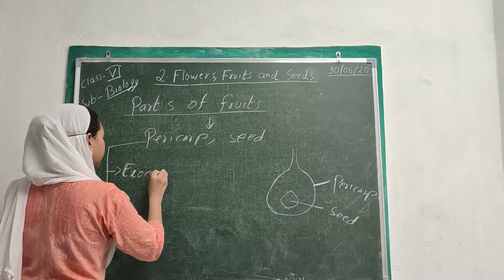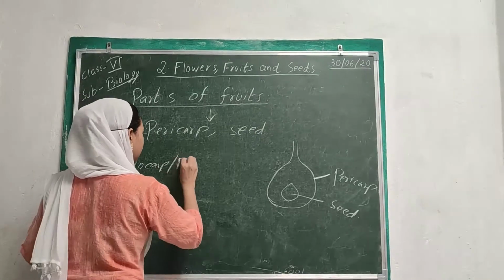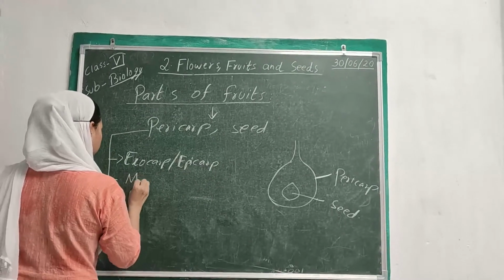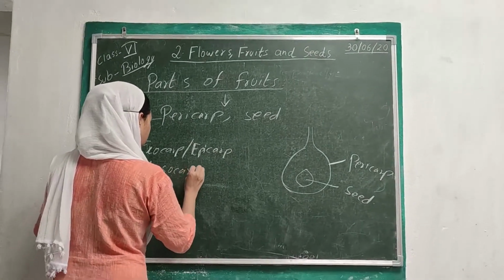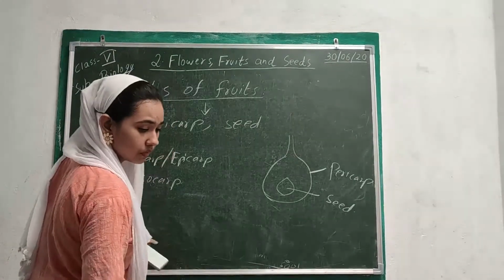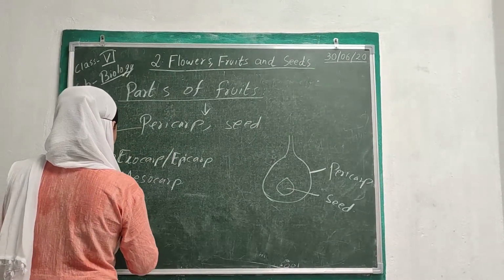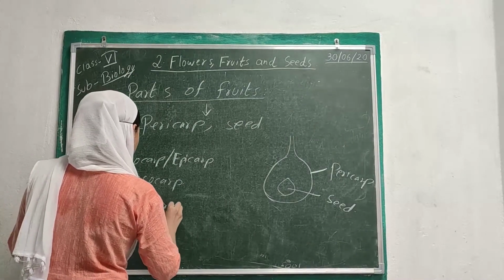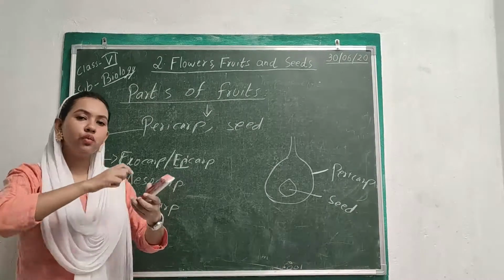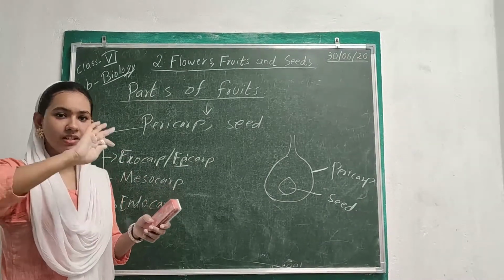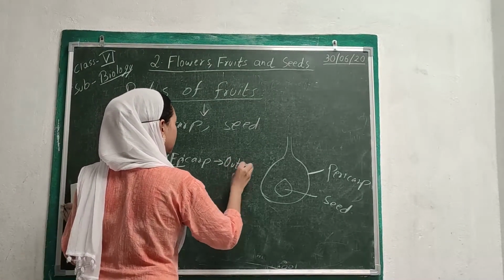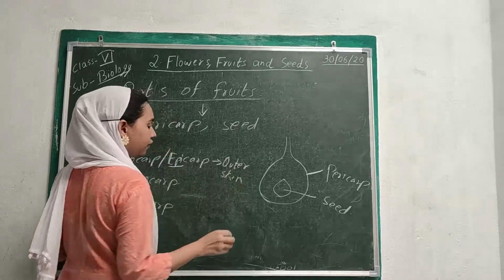Exocarp, also known as the epicarp. Then the mesocarp, and finally the endocarp. Now the word epi means outside. Generally when you eat a fruit, you will see there is an outer skin. So the epicarp forms the outer skin of the fruit.